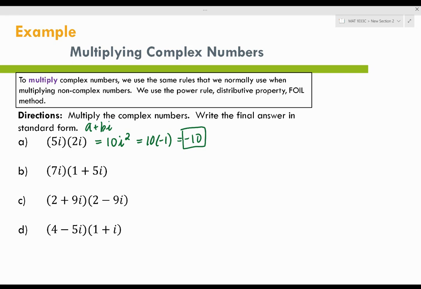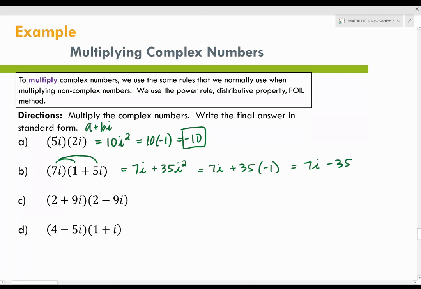So B wants us to do 7i times 1 plus 5i. So we're going to distribute the 7i to both of those terms in the binomial that comes behind it. So we're going to have 7i times 1, which is 7i. And then we're going to have 7i times 5i. So we're going to multiply 5 times 7, which is 35, and i times i is i squared. Okay. We know that i squared equals negative 1. So I'm going to write this out. Okay. And 35 times negative 1 is negative 35.